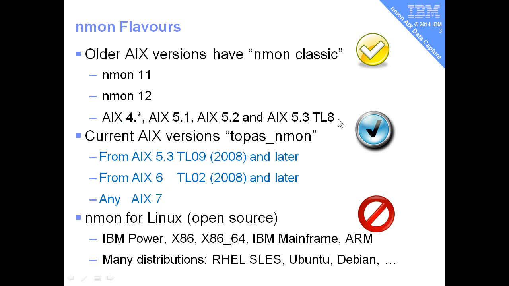People tend to only do data capture for these older machines if they're now thinking of moving these workloads to a newer computer, a newer version of AIX, and they want to capture how busy they are and sizing information. There's also the Nmon for Linux on the different platforms and appearing in many distributions now.